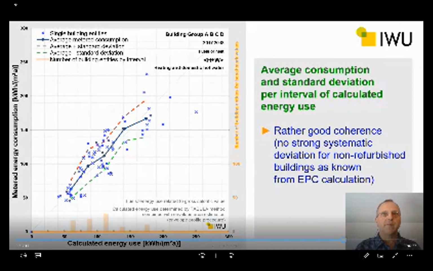The results are encouraging. As you see, the values are very close to the bisecting line, so there is no strong systematic deviation between the metered energy consumption and the calculated energy use. This is in contrast to findings where an energy performance certificate calculation has been used, where we find curves that are flatter. The values for the calculated energy use are much higher for unrefurbished buildings than the metered energy consumption.